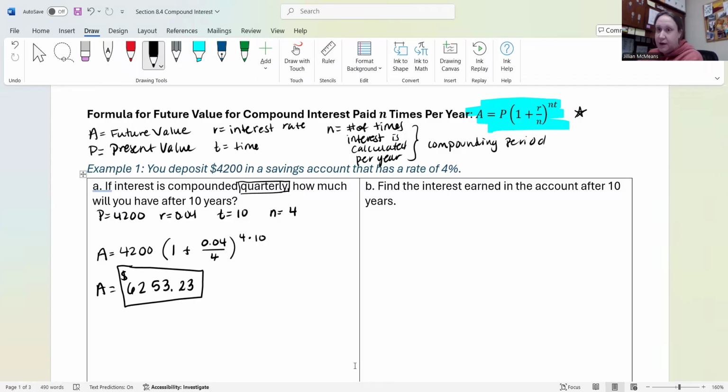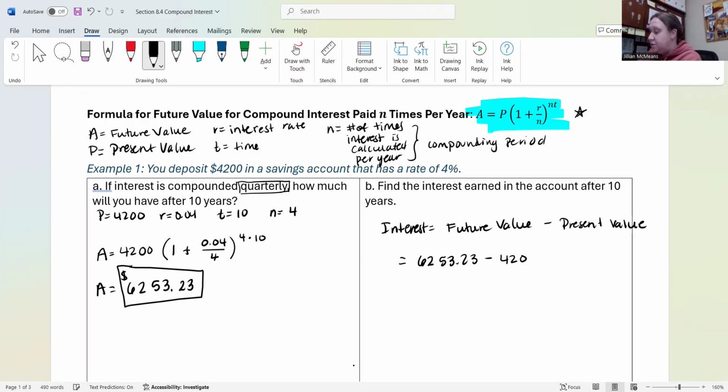Well, how on earth would I find the interest? Remember, interest, you don't have to do the simple interest formula. So interest is equal to the future value minus principal or present value. I'll generally think of it as present value, but sometimes I'll flip-flop between present value and principal. So what is our future value? Well, it's $6,253.23. Our present value was 4,200.